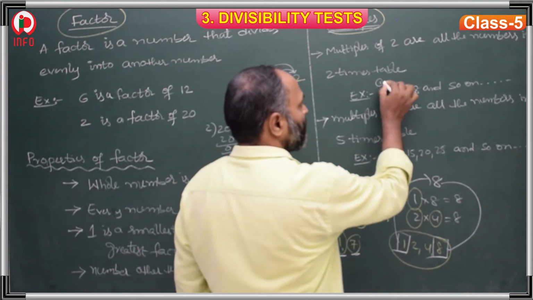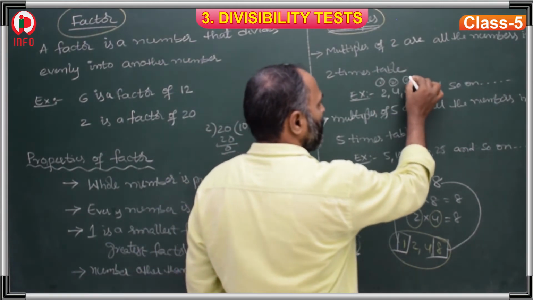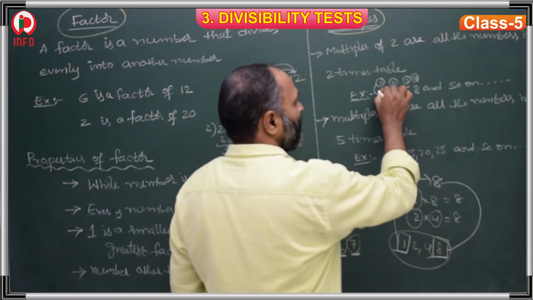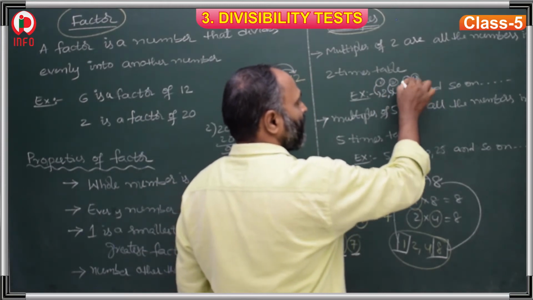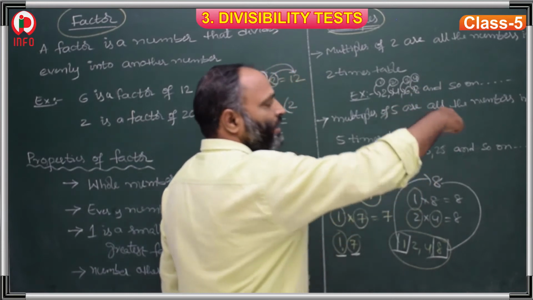First 1, 2, 3, 4. 1 double is 2, 2 double is 4, 3 double is 6, 4 double is 8. In this way it will increase.